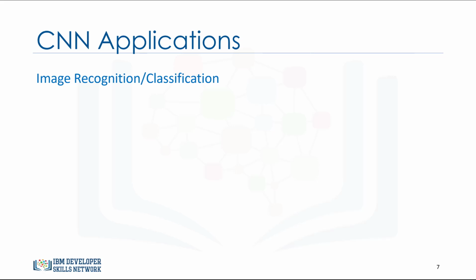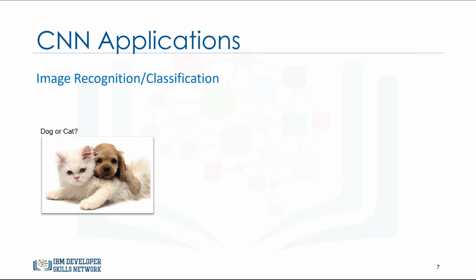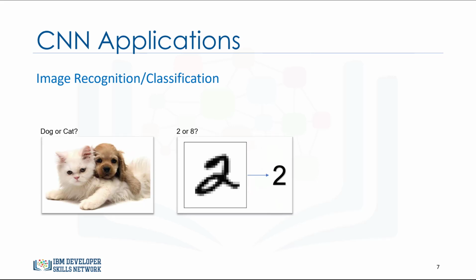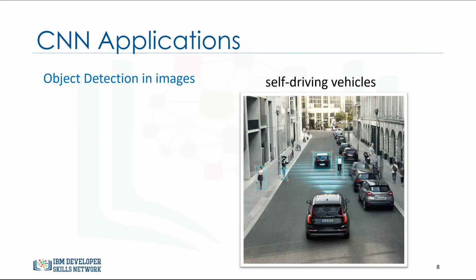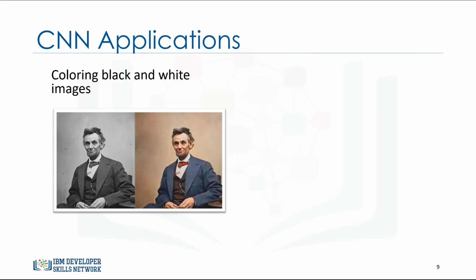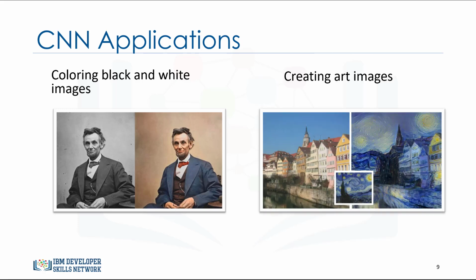This is due to the wide range of applications where CNNs excel, especially machine vision projects, including image recognition or classification, such as distinguishing animal photos, or digit recognition to skin cancer classification. CNNs are also used in object detection, for example, real-time recognition of passengers in images captured by self-driving cars, or coloring black and white images and creating art images.